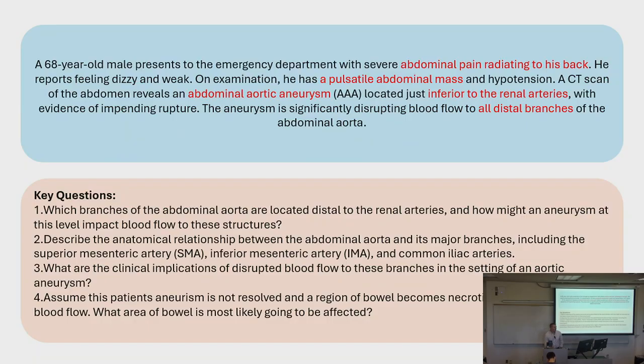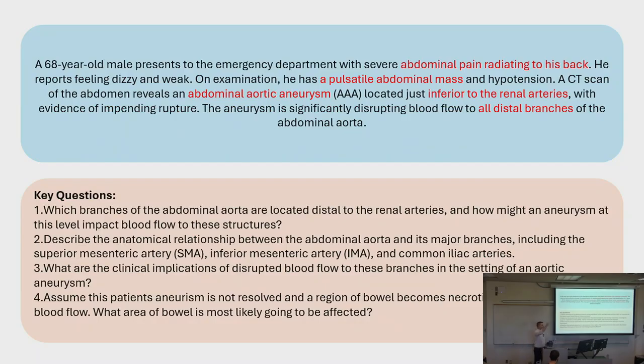So starting off, branches of the abdominal aorta. It says we're distal to the renal arteries. Around what lumbar level do the renal arteries come off? L1. Okay, so what is the anterior branch of the abdominal aorta that comes off at that same level? Superior mesenteric artery, so SMA, coming off at L1. What is the lower inferior branch that comes off right underneath it? IMA, inferior mesenteric artery, and what lumbar level does that come off at?